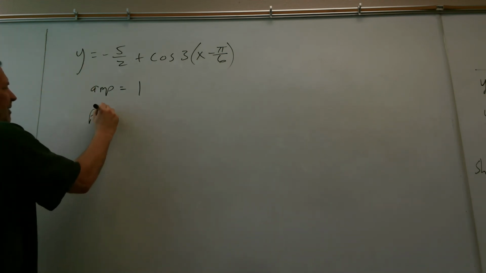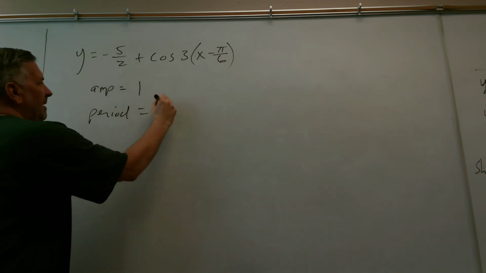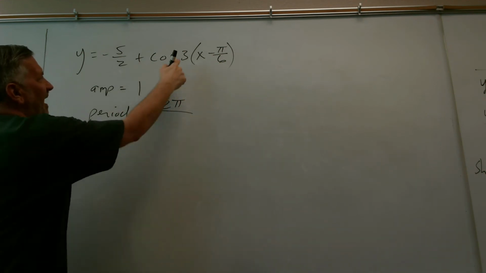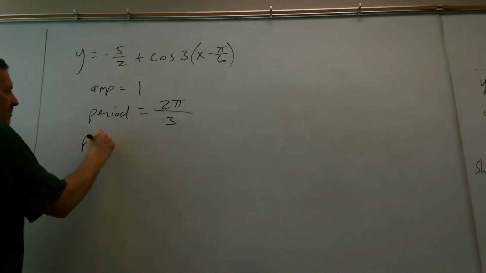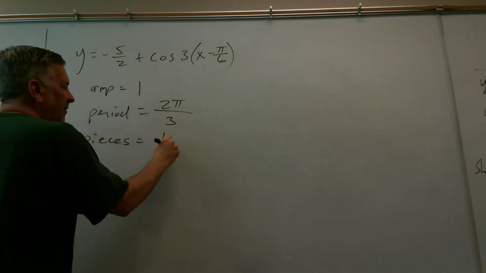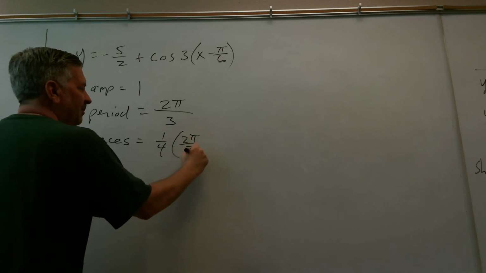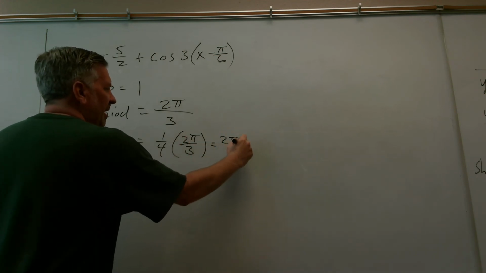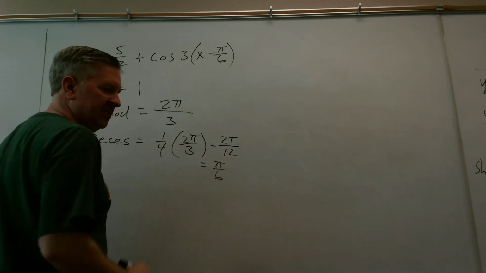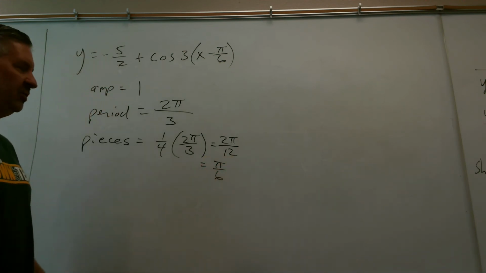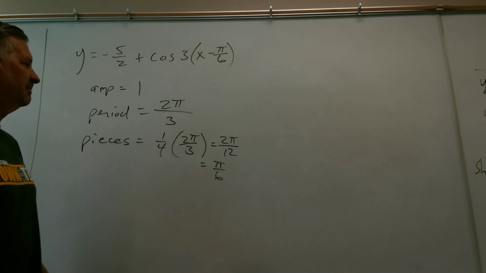Okay, now what about the period? And the period, as always, is 2 pi divided by the coefficient of x, which is 3. And then the pieces, it's 1/4 of that period, which is 2 pi over 12, which gives me, when you simplify it, pi over 6. So there's the pieces calculation.